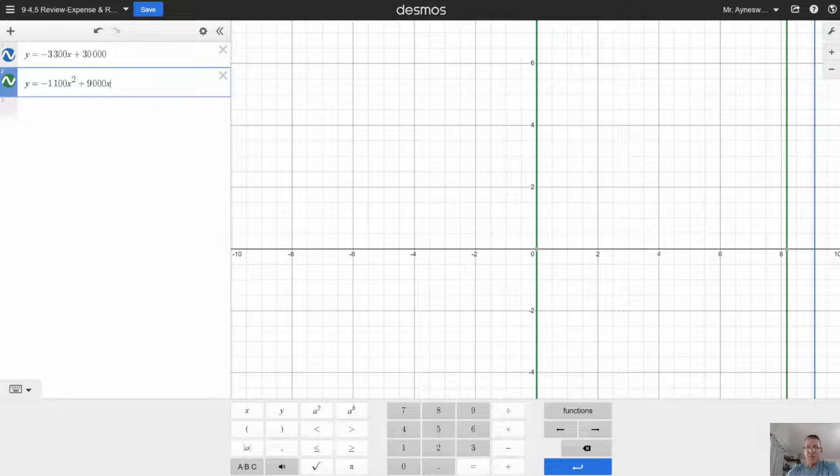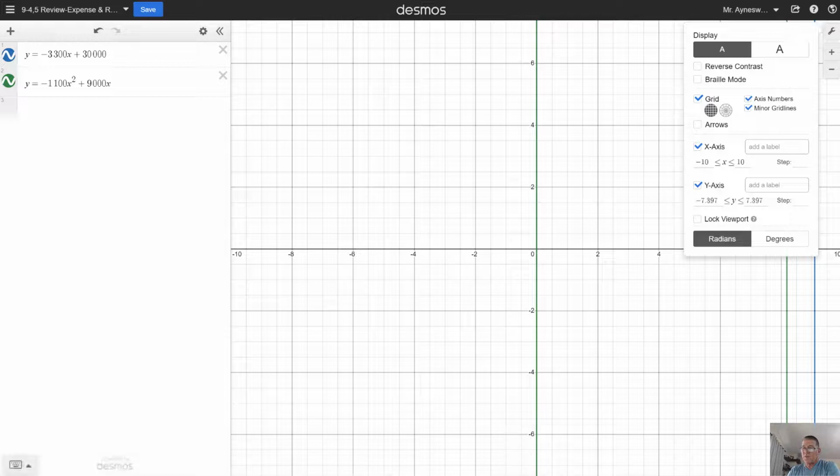The first function is linear. The negative 3,300 stands for the slope, and the 30,000 represents your y-intercept. And the y-intercept right now, it doesn't go any higher than 6. So we got a problem here. So we have to adjust the settings.